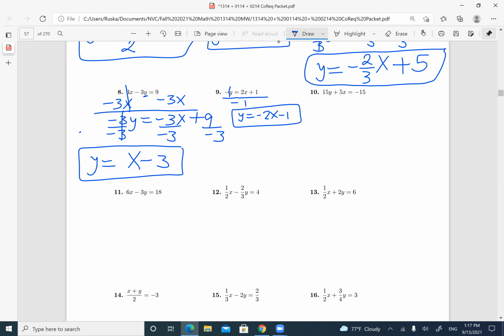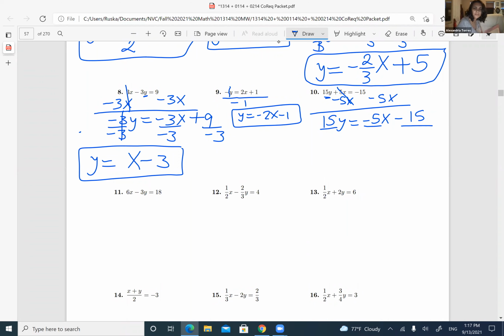Okay? And then number 10, we need to get y by itself. So be careful here, y is here in the first place. So we're going to subtract 5x on both sides. And you're going to get 15y equals, I'm going to put minus 5x first, and then minus 15. And then what am I dividing by? 15. Good job. We're going to divide by 15, the number in front of y.